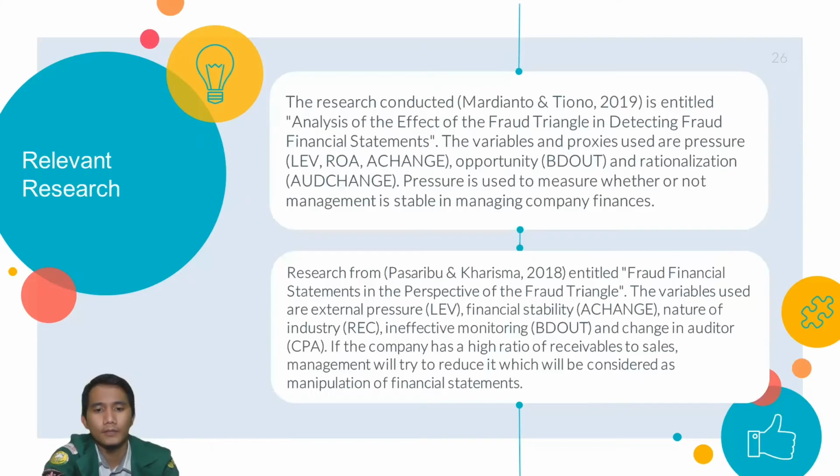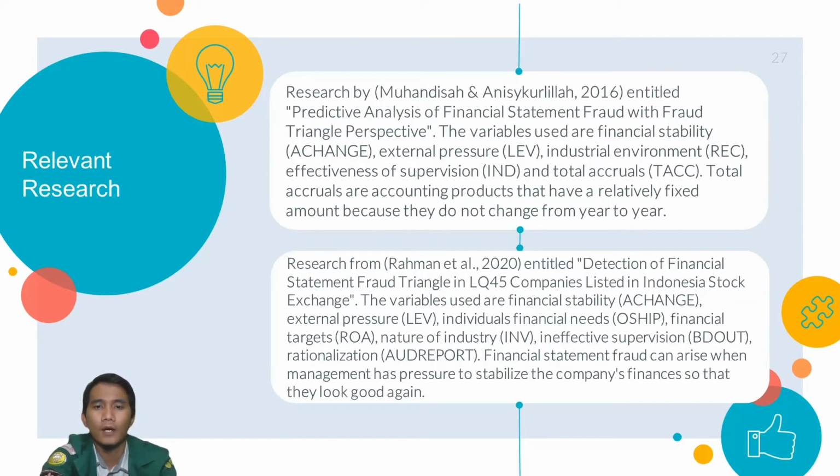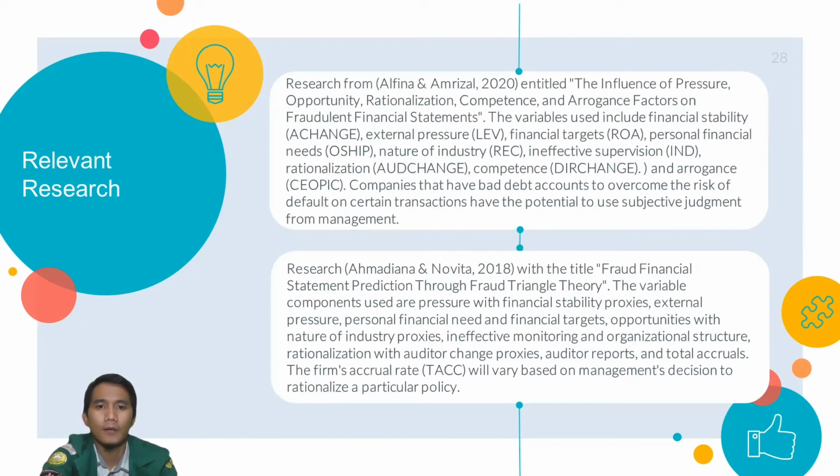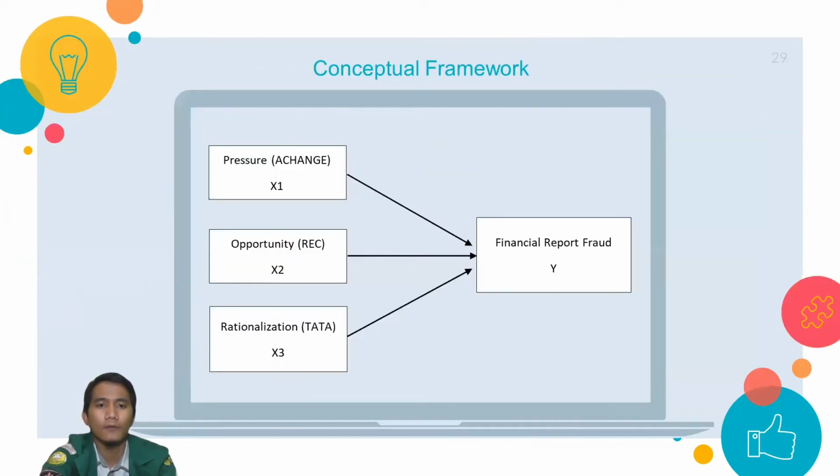Theory framework and hypothesis development. The research of Mardianto and Tiono, Parsaribu and Karisma, Mohandisa and Anis Kurilla, Rahman et al., Alvina and Amrizal, and Ahmadiana and Novi. Conceptual framework: pressure, opportunity, and rationalization affect financial report fraud, the dependent variable.